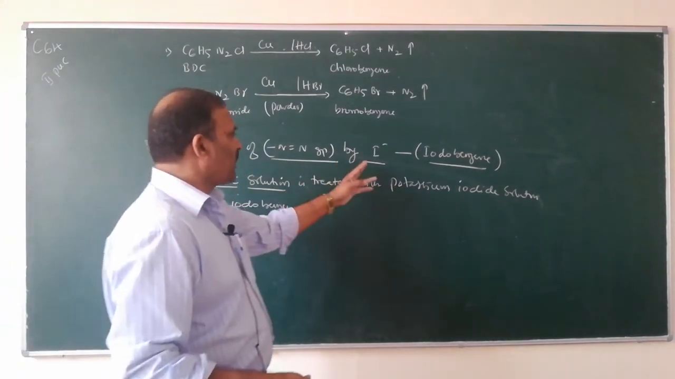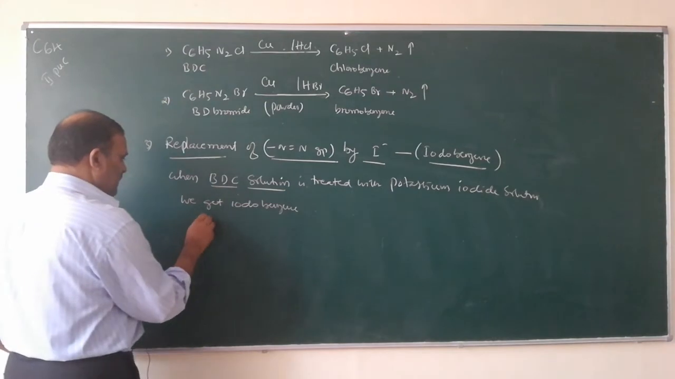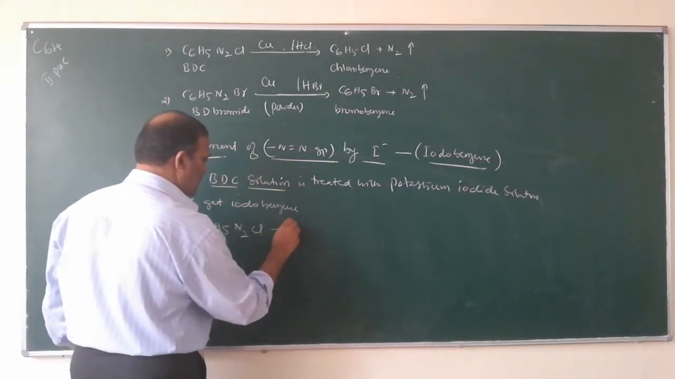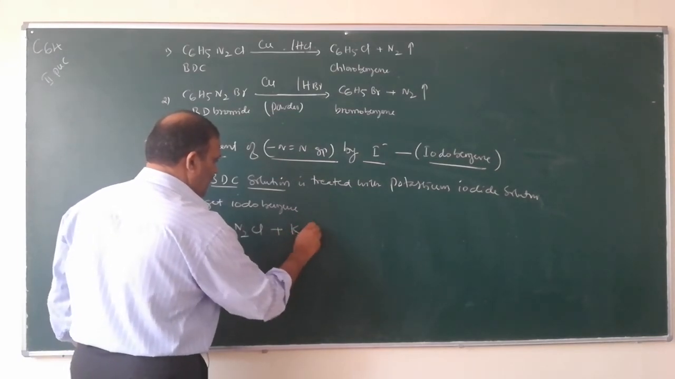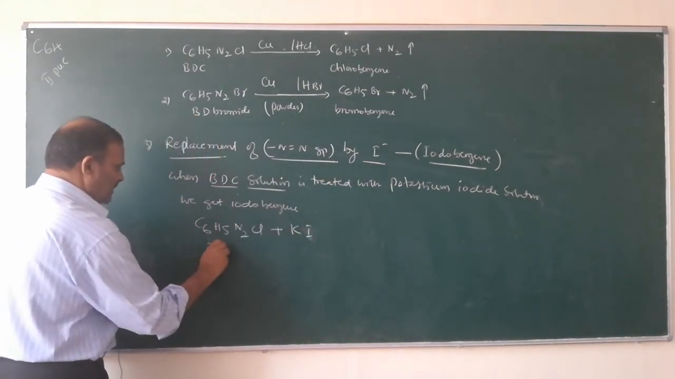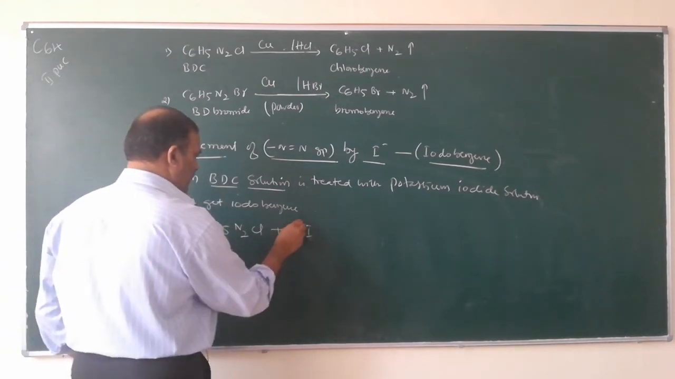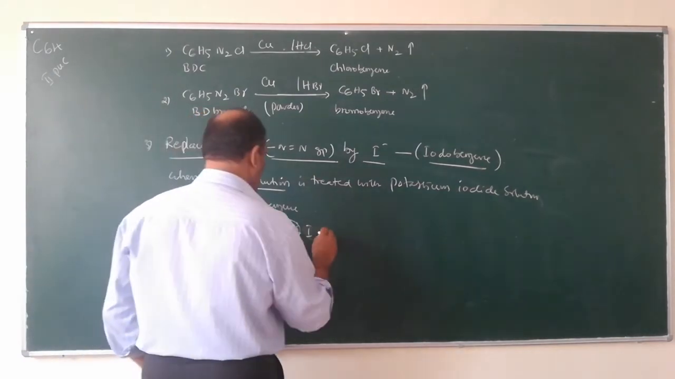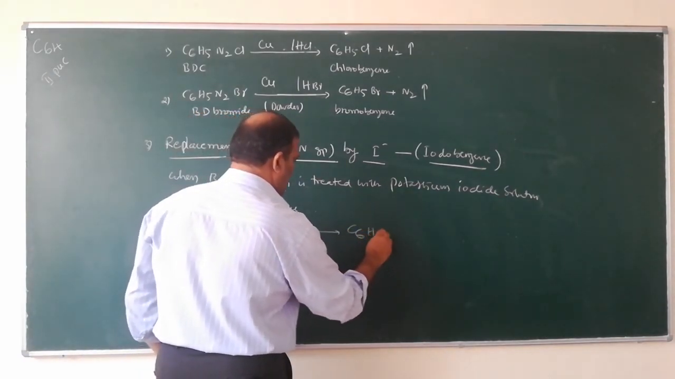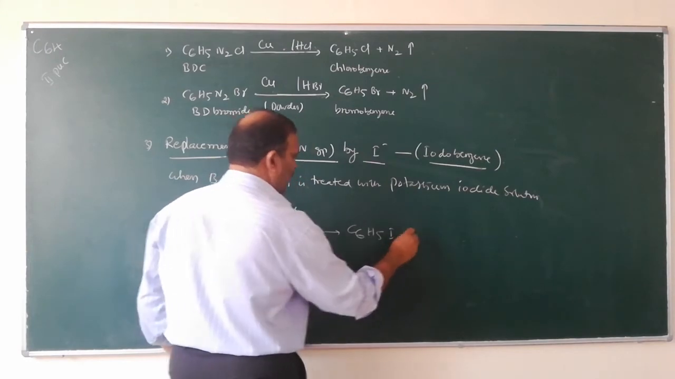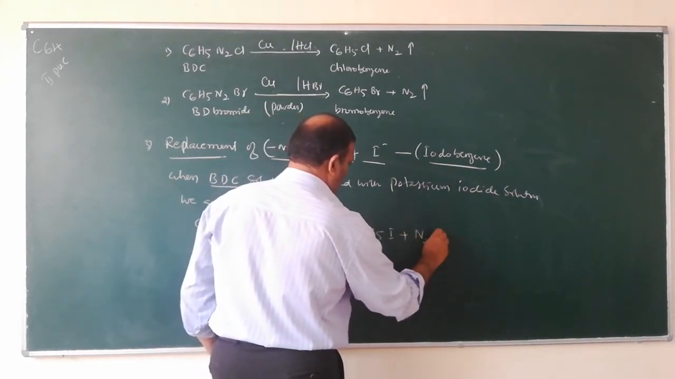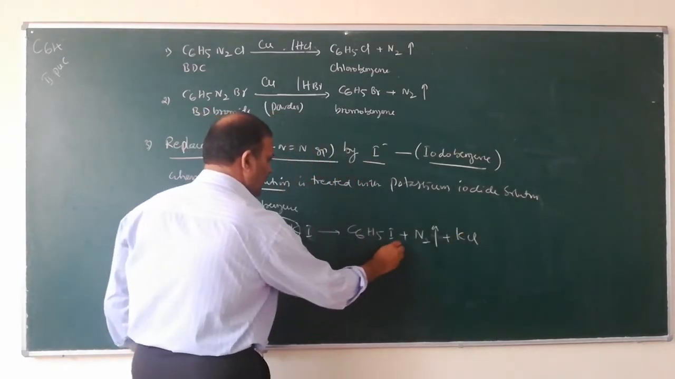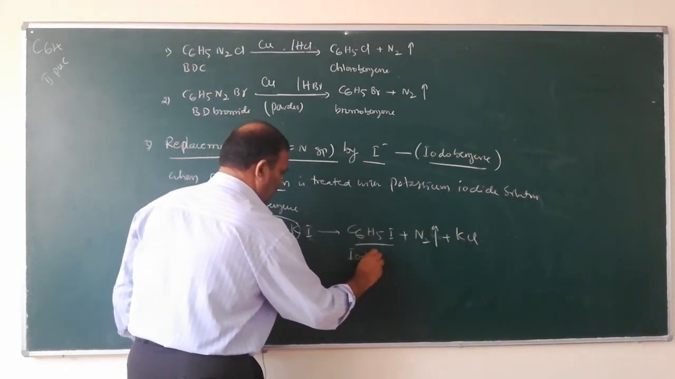The diazo group has been replaced by I minus. So C6H5N2Cl, this is benzene diazonium chloride, and this one is potassium iodide. KCl goes out and N2 also goes out. You will get C6H5I plus N2 plus KCl. So this one is iodobenzene.